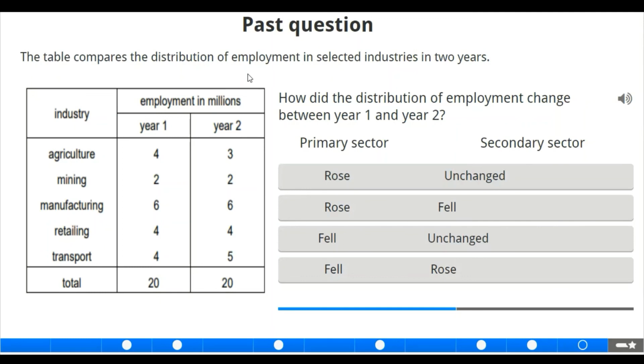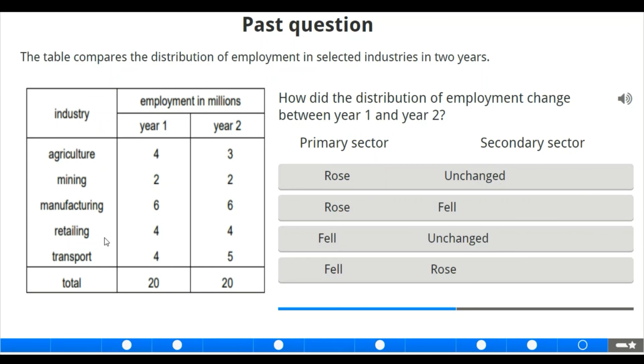Now the table compares the distribution of employment in selected industries in 2 years. Now here we have the table. How did the distribution of employment change between year 1 and year 2? Now we have the primary sector here, to be what? Agriculture, mining, and we also have the secondary sector here, which is manufacturing. Now let us check the options. How did the distribution of employment change between year 1 and year 2 for the primary sector and secondary sector?